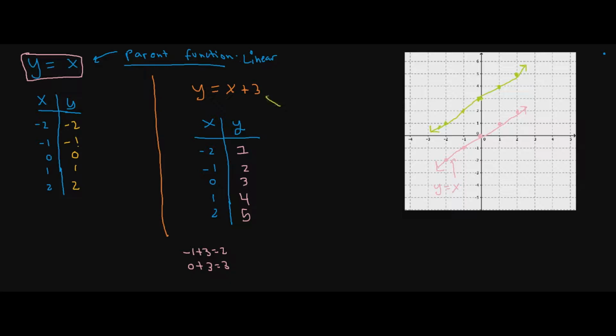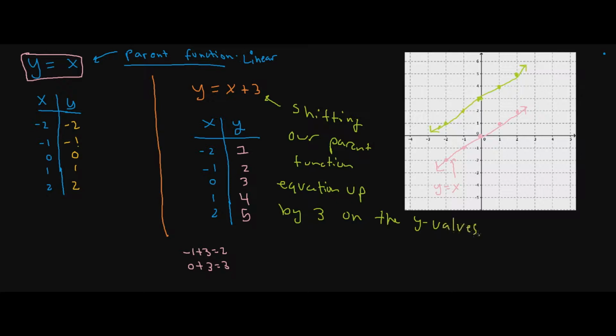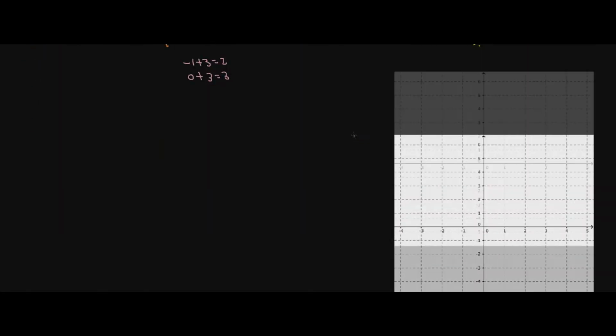It's just shifting our parent function equation up by 3 on the y values. All right, pretty cool, huh? Well, let's go ahead and maybe look at one more example, right?